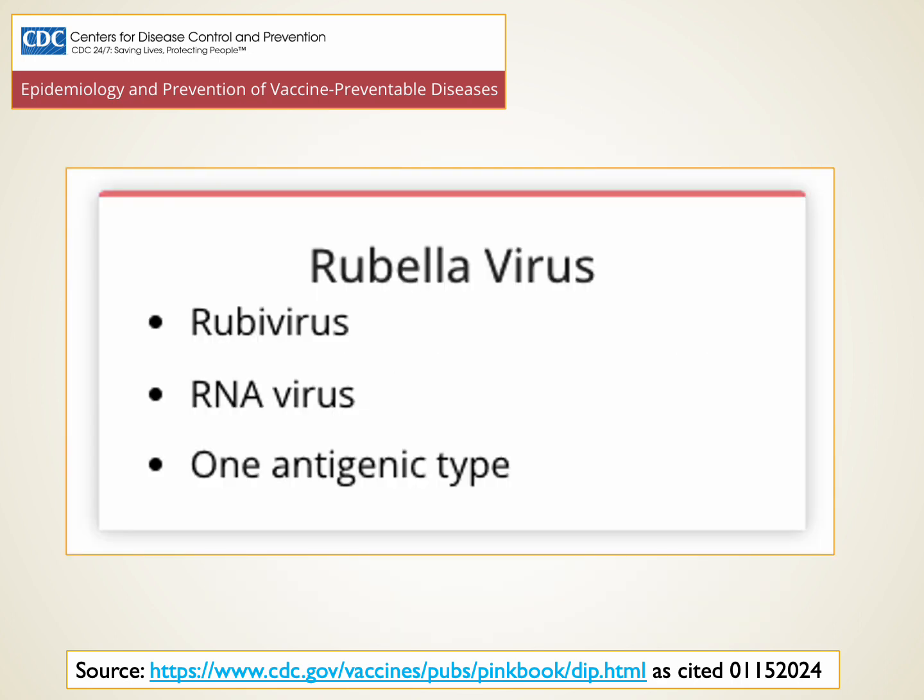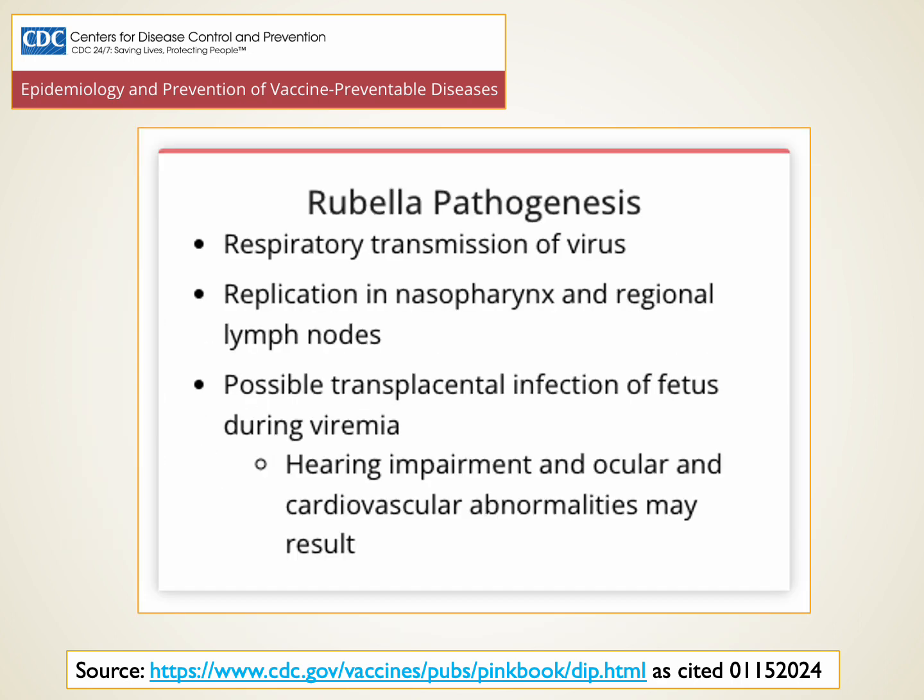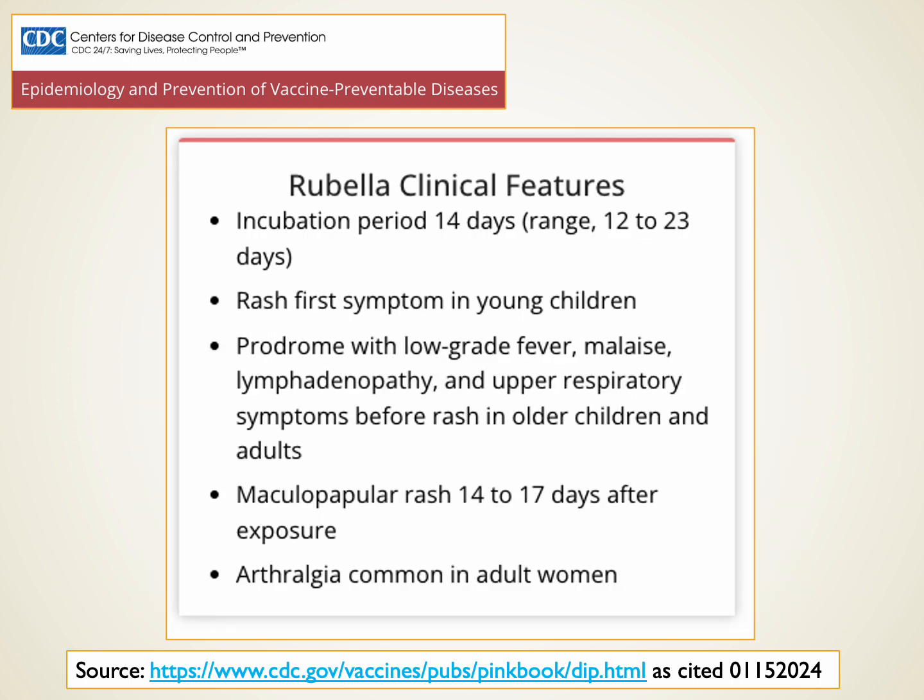So it's a rubivirus, an RNA virus. It is a respiratory transmission, and we're very concerned about transplacental infection of the fetus during an episode of viremia. It can lead to hearing impairment, ocular, cardiovascular abnormalities in the fetus. Incubation period is about 14 days.